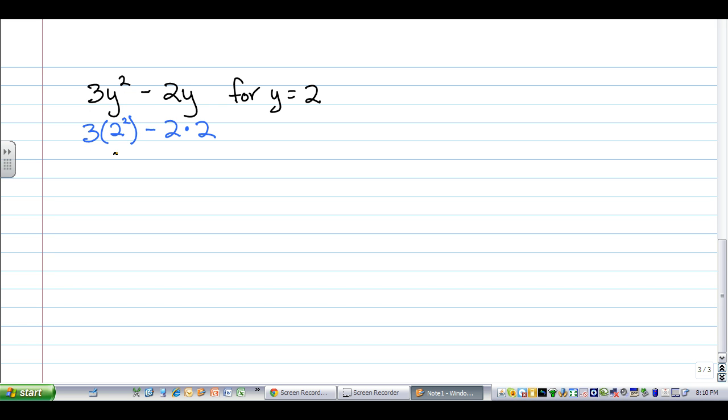So the first thing you need to do is do your exponents according to PEMDAS. So this is going to be 3 times 4. Okay. After exponents, it's multiplication or division, whichever comes first. So we can do this one. 2 times 2 here is 4. So now I'm going to continue with my multiplication. 3 times 4 is 12 minus 4, and 12 minus 4 is 8. So remember how important it is to follow PEMDAS.